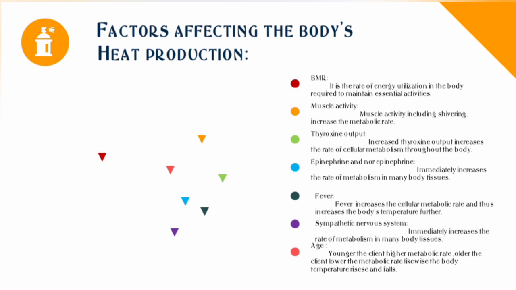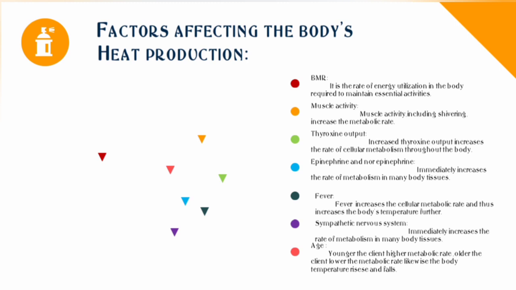Fifth, fever. Fever increases the cellular metabolic rate and thus increases the body's temperature further. Sixth, sympathetic nervous system stimulation, such as with stress. It also immediately increases the metabolic rate of many body tissues.